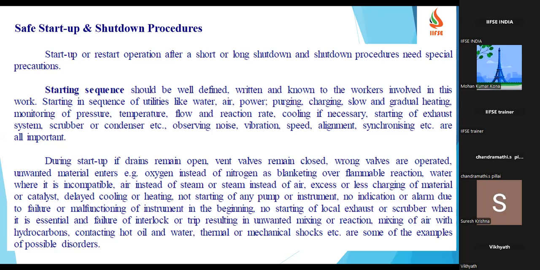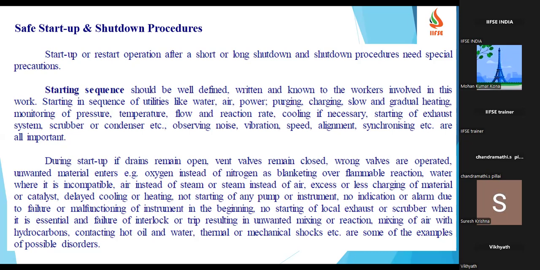Then we also need to check for starting exhaust systems, scrubbers and condensers. We have to check whether the exhaust systems are properly working or not. Then observing the noise, vibration, speed, alignment, synchronizing, etc., are all important. And also we need to check for any noise which is generating or any vibration or any alignment issues. All these things have to be monitored during safe startup.